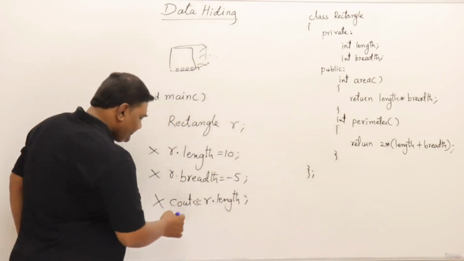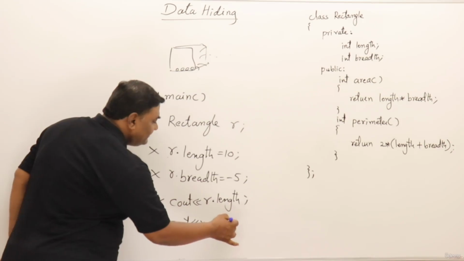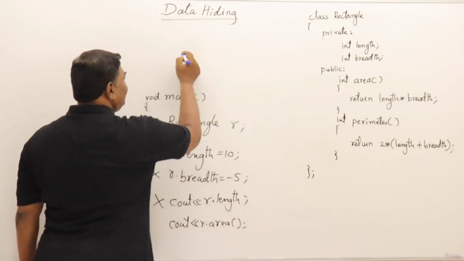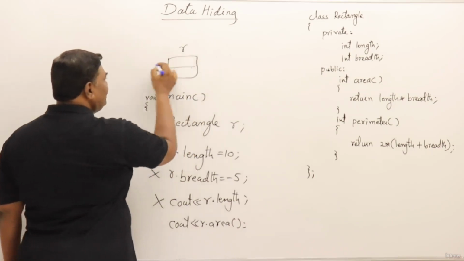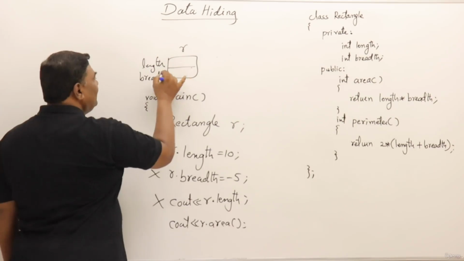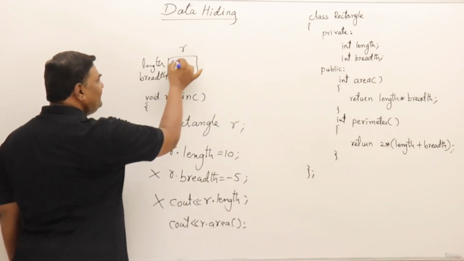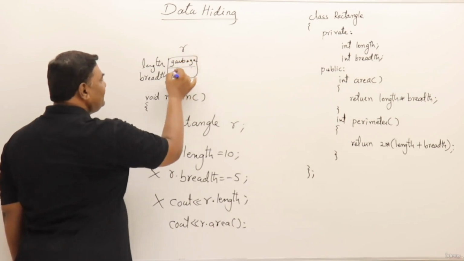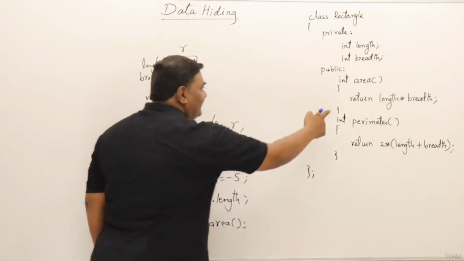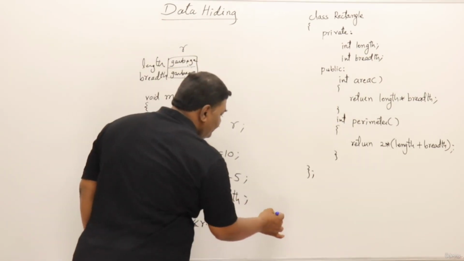Area and perimeter. So if I simply say cout r dot area, what result will I get? See, the object I have is r, and it has length and breadth. What are the values in it? I have not initialized them, and I am not allowed to initialize them. This has some garbage value, and this also has some garbage value. Then if I get the area, the area function will multiply these two garbage values and give some garbage value.